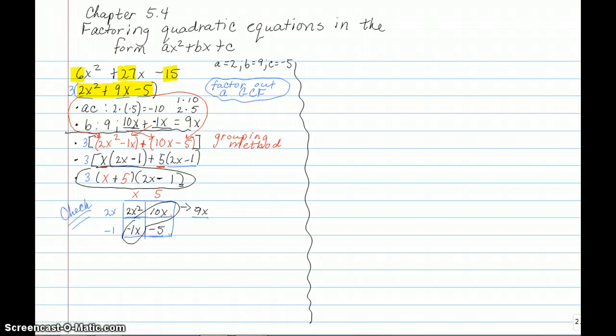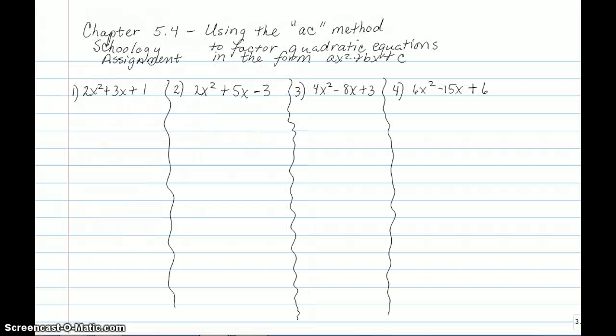Let's do one more. Oh, we don't have time for one more. There's going to be an assignment at the end of this. I want you to go ahead and work on that assignment. It will be collected, so please make sure you do it. Next page, you'll have to go to the next page for the problems. These are the 4 problems for the Chapter 5.4 Schoology assignment. You're going to use the AC method to factor the quadratic equations. There will be one of each pattern, and one of them will need to have a factor, an amount factored out before you start the AC method. Again, show all your work. I will be collecting this, put it on a piece of paper, and you'll get credit for it.